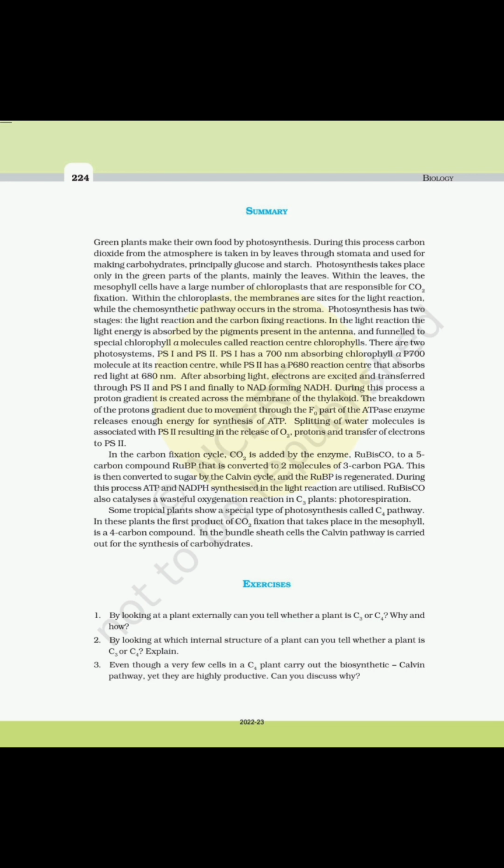Rubisco also catalyses a wasteful oxygenation reaction in C3 plants, photorespiration. Some tropical plants show a special type of photosynthesis called the C4 pathway. In these plants, the first product of CO2 fixation that takes place in the mesophyll is a 4-carbon compound. In the bundle sheath cells, the Calvin pathway is carried out for the synthesis of carbohydrates.